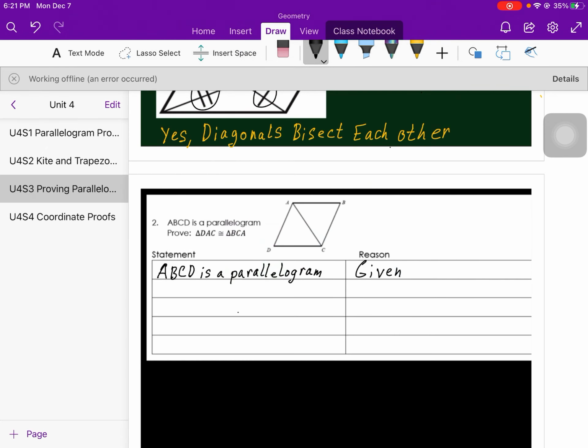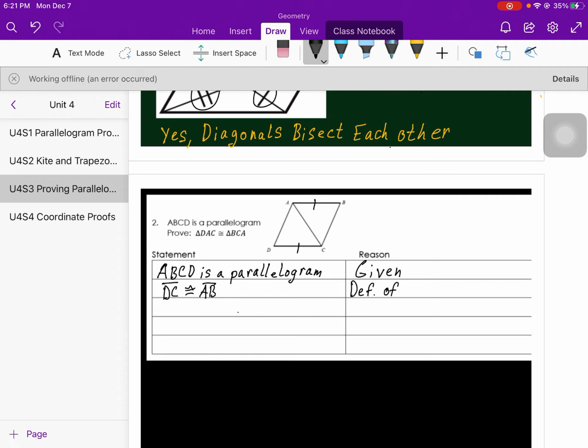Okay, so now that we know that it's a parallelogram, let's use that definition to help us. The easiest way that I would approach this is knowing that opposite sides are congruent. So DC has to be congruent with AB. Let's say DC is congruent with AB, and that's because it's the definition.